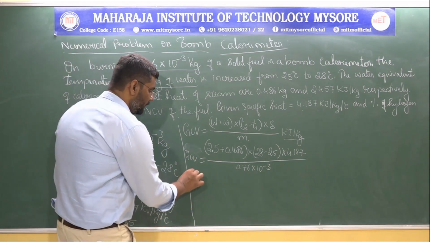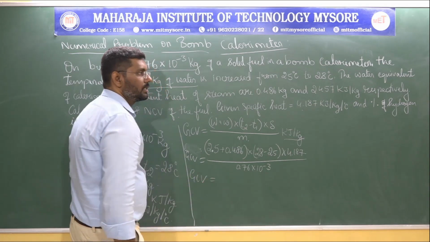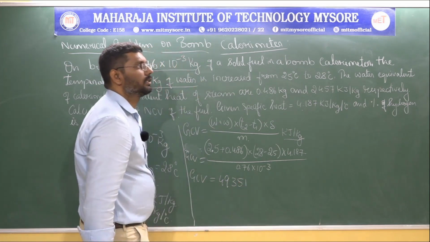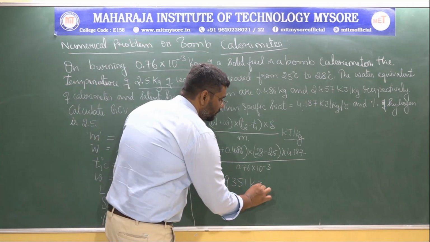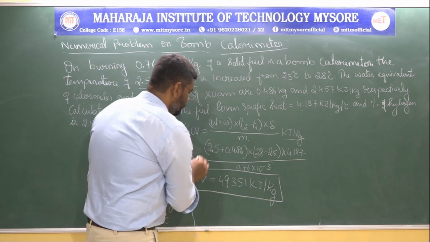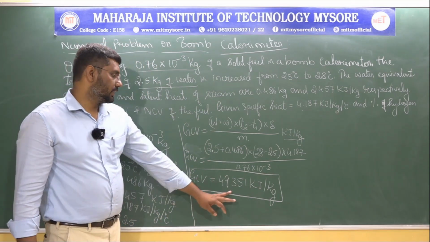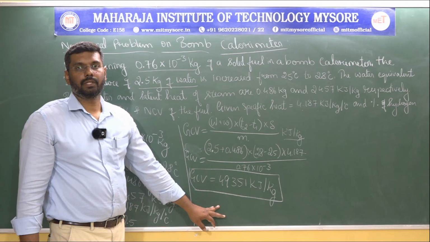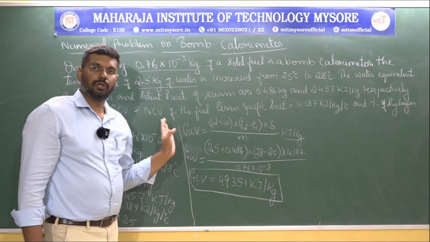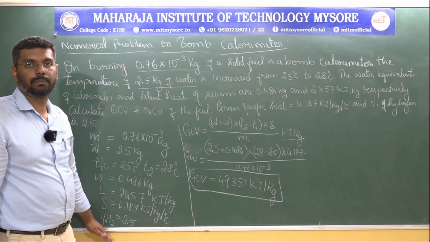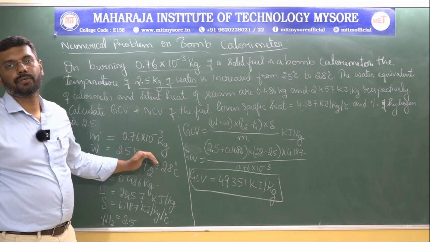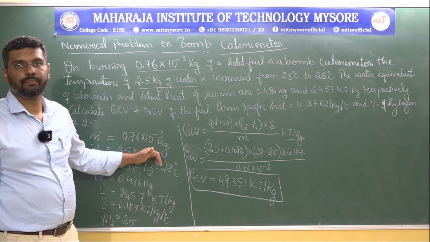So when you simplify this and calculate, the final answer for GCV will be 49,351 kilojoules per kg. If you simplify by using a calculator, you will end up with this answer as GCV. So is it clear? Hopefully you people have understood. Once again I repeat, just note down the given data from the numerical problem and then check whether the units are proper. If you need any conversions from grams to kilograms, you have to convert that.